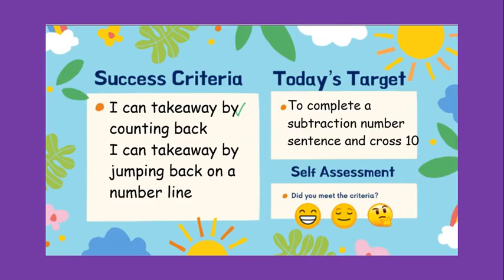Yes, I thought we were near the end. So today's target was completing subtraction number sentences and crossing 10, which I think we did very well. And we were able to check that we were doing that by checking that we were counting backwards and by checking that we were jumping backwards on a number line or a number track. And I think we demonstrated that really, really well.